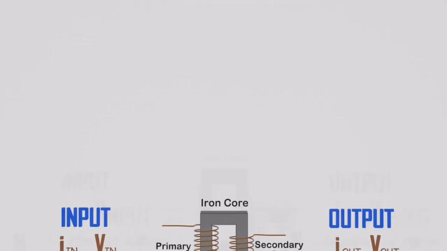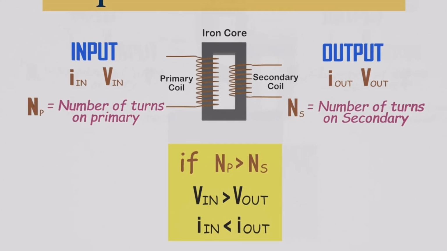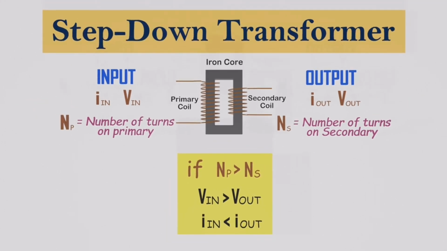Conversely, when we decrease the number of turns in the secondary coil compared to the primary coil, the shorter length of conductor in the secondary coil is exposed to the primary coil's magnetic field. As a consequence, the voltage at the secondary coil becomes lower than the voltage at the primary coil. This is how the step-down transformer is constructed.